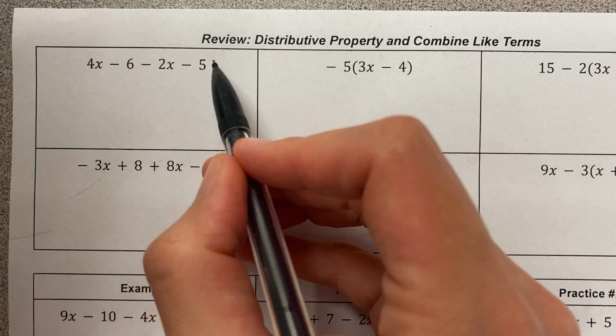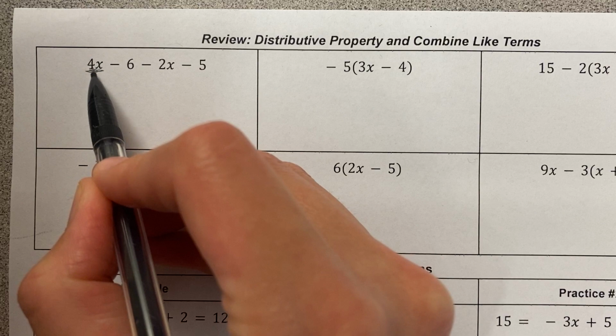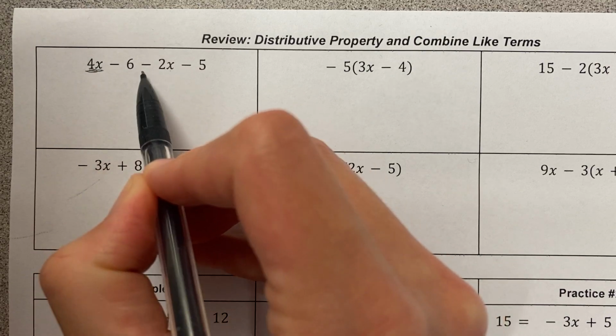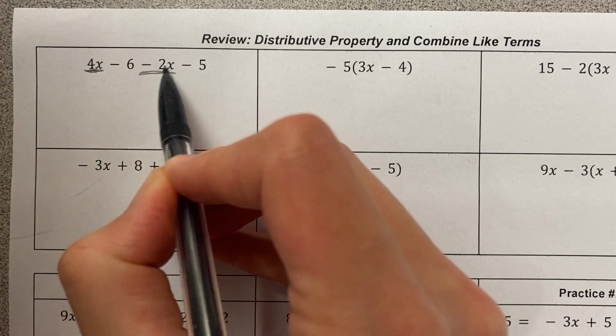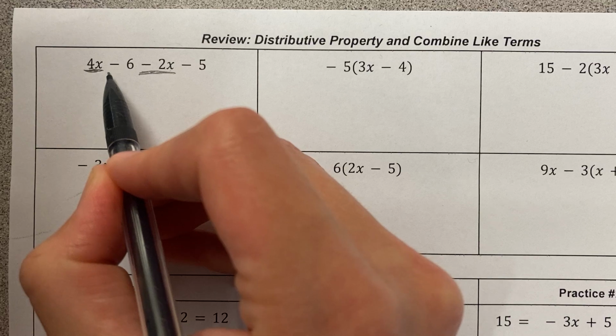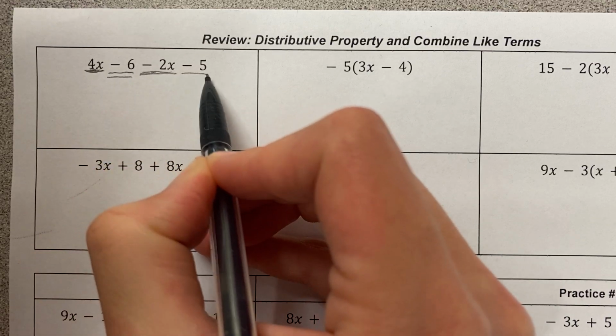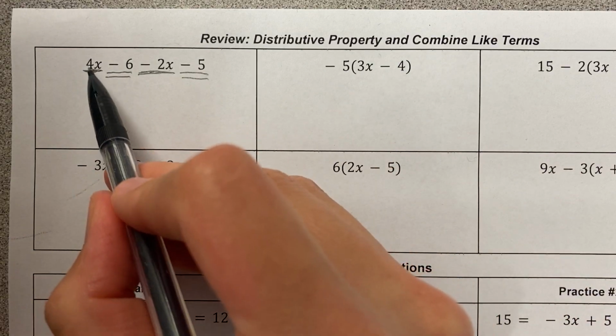There's no equals here. So what I observe is that this has an x, and I'm looking for another term with an x, and I'm going to underline it. Notice when I underline, look, I'm catching the sign in front. This negative belongs to this 2x, so I'm underlining it. Look, and then this and this both don't have an x, so those are also like terms. So now I'm going to combine.